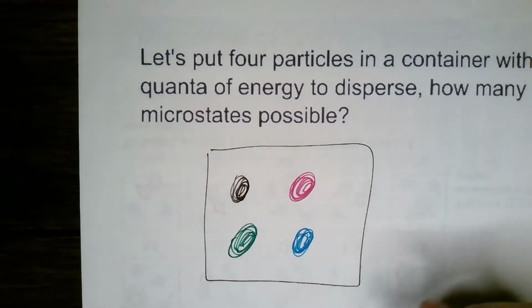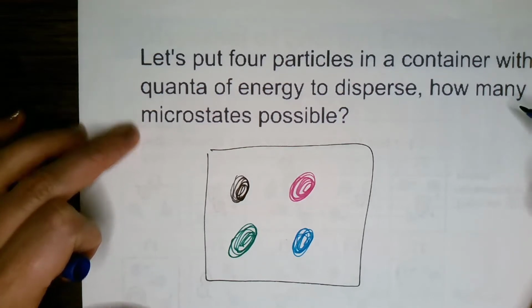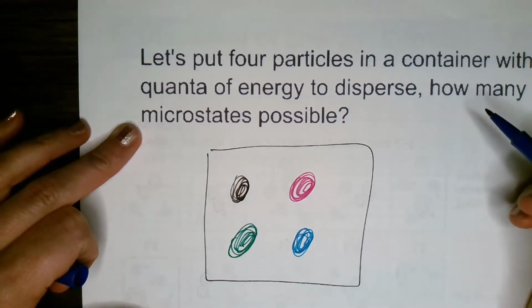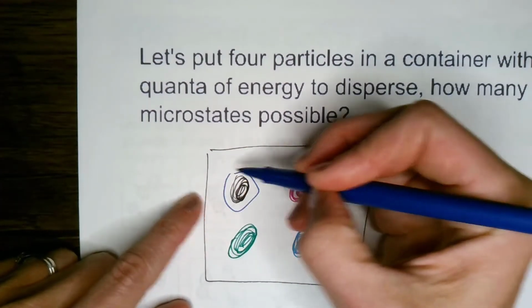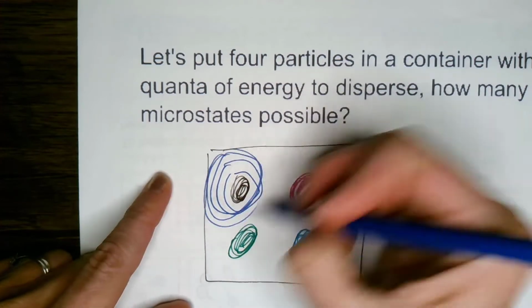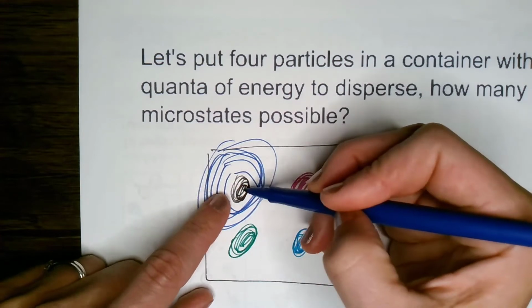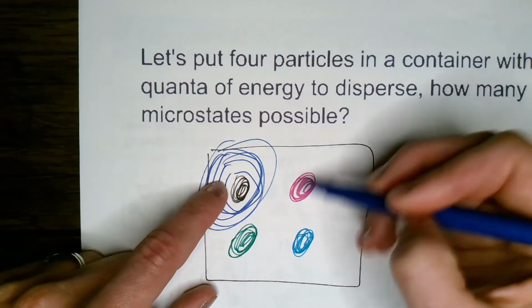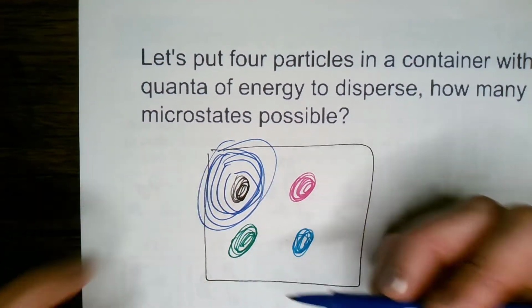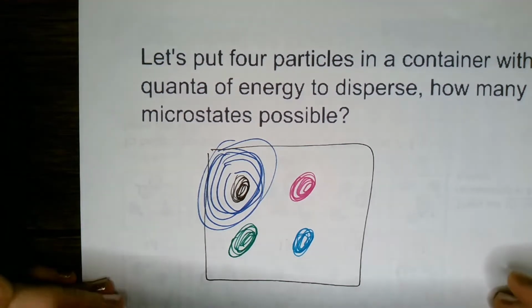Now, let's say that there's 6 quanta of energy to disperse. How many microstates are possible? Well, gosh, let's say that we started with number 1 having all 6. Then we could do 1 quanta here and 5 here, and then 1 and 3 here, and so on. That just gets to be huge and almost unbearable to think about.